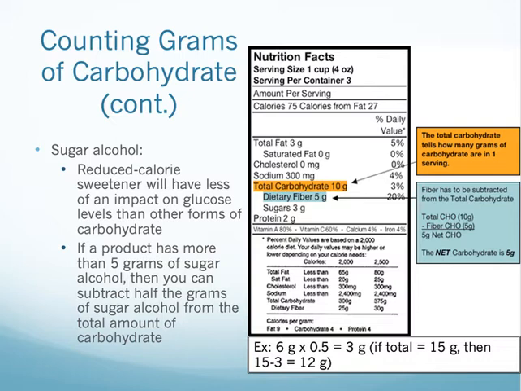This is also similar for those products with fiber. So as shown in this image, you'll see that fiber is subtracted from the total carbohydrate. Thus, the new net carbohydrate is only 5 grams.